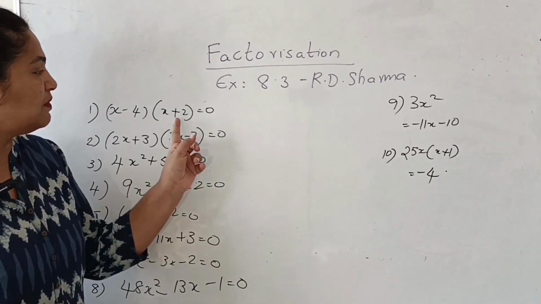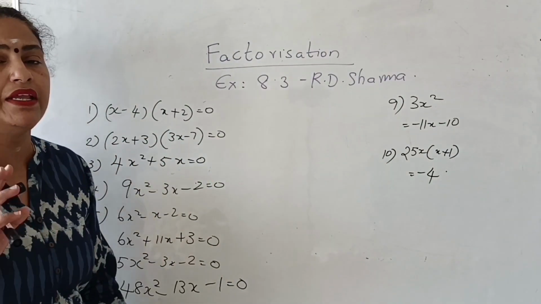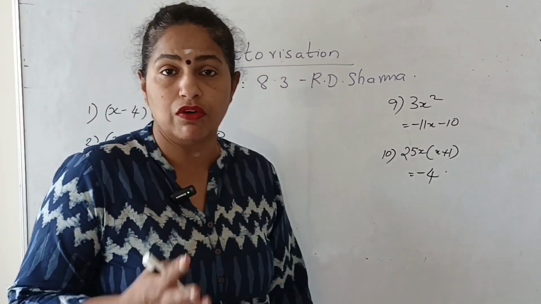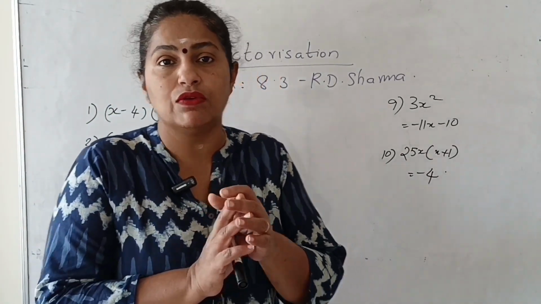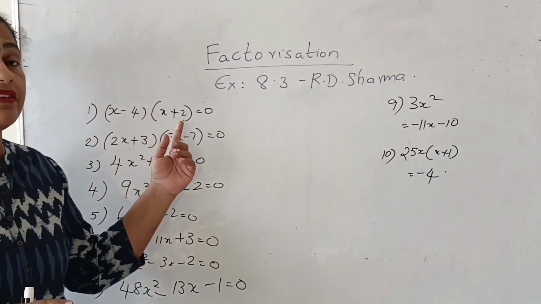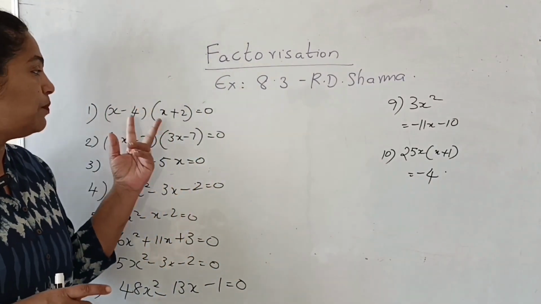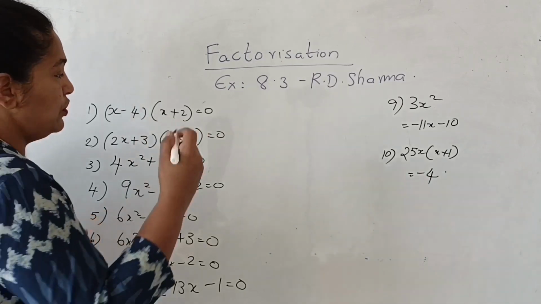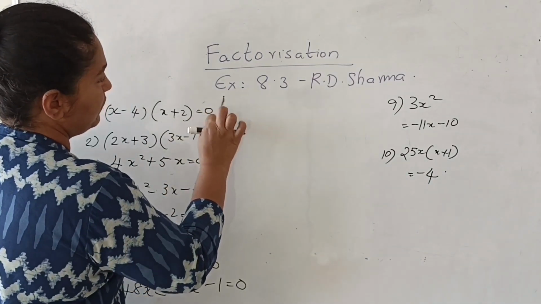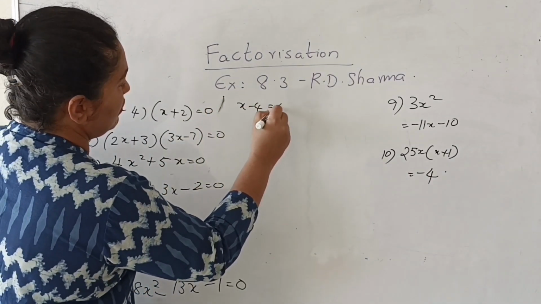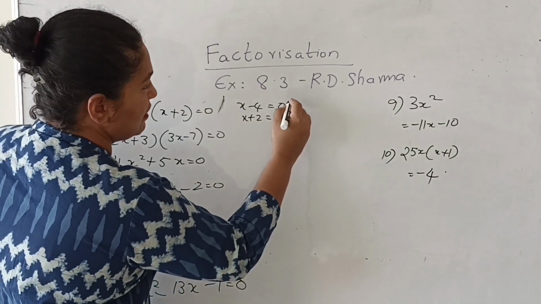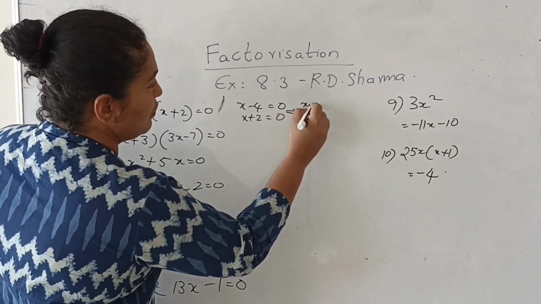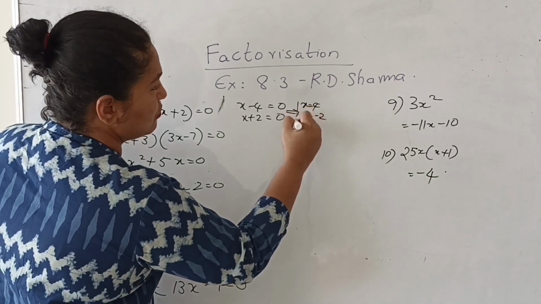x minus 4 into x plus 2 is equal to 0. Strictly not given in the standard form of a quadratic equation, but luckily it is already factorized and given to us, in which x minus 4 and x plus 2 are the factors. When the product of two terms is equal to 0, you know that x minus 4 is equal to 0 or x plus 2 is equal to 0 or both are equal to 0, thus giving us x is equal to 4 and x is equal to minus 2.